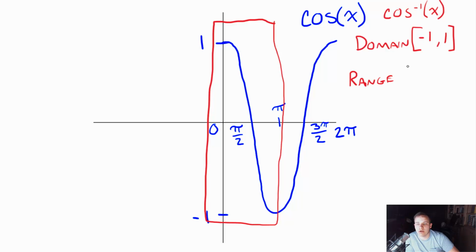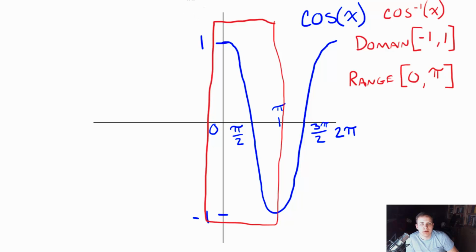So the range of arccosine is going to be between 0 and pi. A little bit different than the range for sine. Sine was negative pi over 2 to pi over 2. And the difference between a cosine graph and a sine graph is really just a transformation or a phase shift of pi over 2. But that's for another video. All right, so what is an arccosine graph going to look like then?